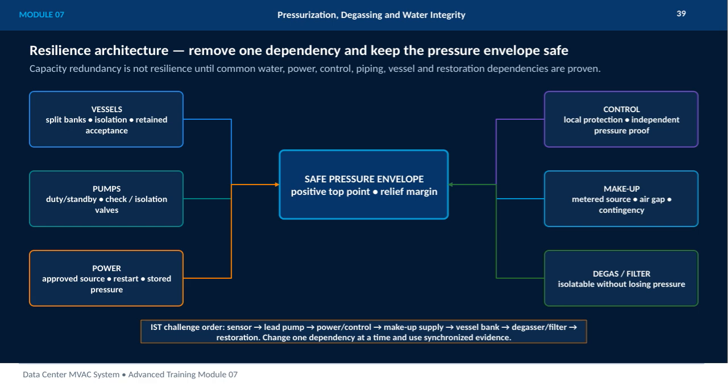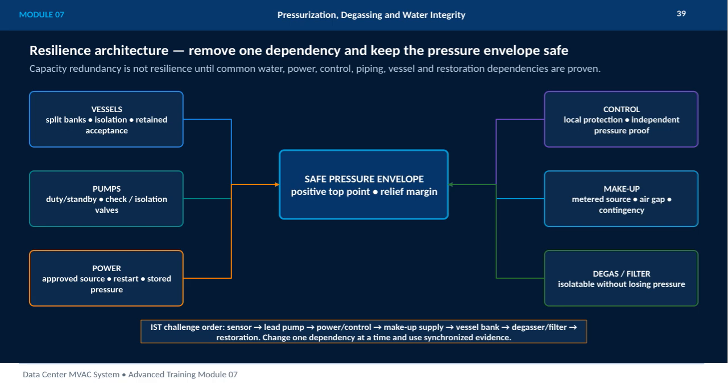For vessels, we split them into banks with isolation capabilities to retain acceptance. Pumps operate on a duty and standby basis, equipped with check and isolation valves to prevent failure propagation. Power must come from an approved source with automatic restart and stored pressure backup to handle interruptions. Control systems include local protection and independent pressure proofing to ensure continuous operation. Makeup water is tightly controlled with metered sources, air gaps for safety, and contingency planning. Degassing and filtering units are designed to be isolatable without compromising system pressure.